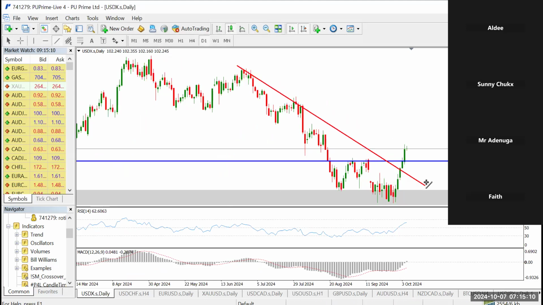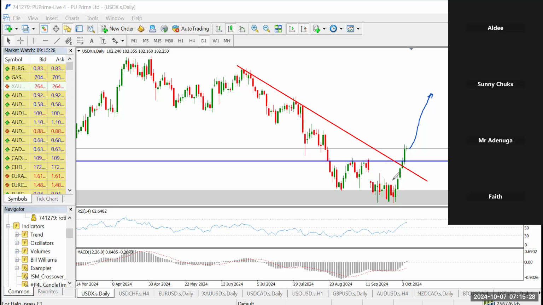And equally, it has broken out above a trend line. So with the news last Friday that came out good for the dollar, that means that technically we have strength on the dollar. So that means we expect the dollar to buy further in the course of this week.